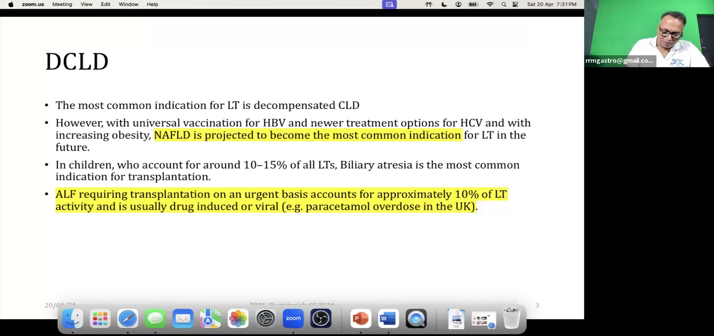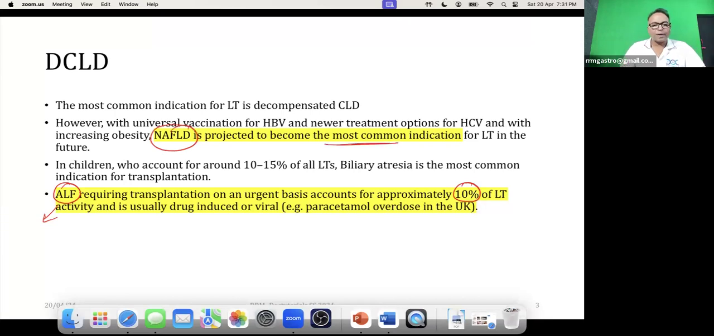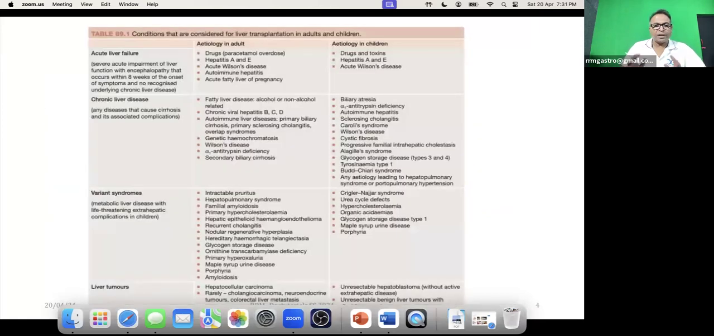Acute fulminant liver failure requiring transplant is around 10% of the liver transplant activity. So we are going to discuss acute fulminant liver failure. NASH will be the future common indication of liver transplant. In children, biliary atresia is the most common indication of liver transplant. All these are from Bailey and Love, and a very important table.